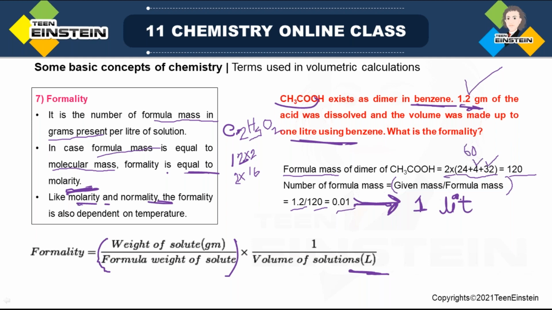So that is why directly it is giving you the value of formality. You don't have to do any further calculation. It is already mentioned in the question that the volume was made up to 1 liter. So this is the number of formula mass that is present in 1 liter. So that is why it will be our answer. That is 0.01 is the formality of this solution.